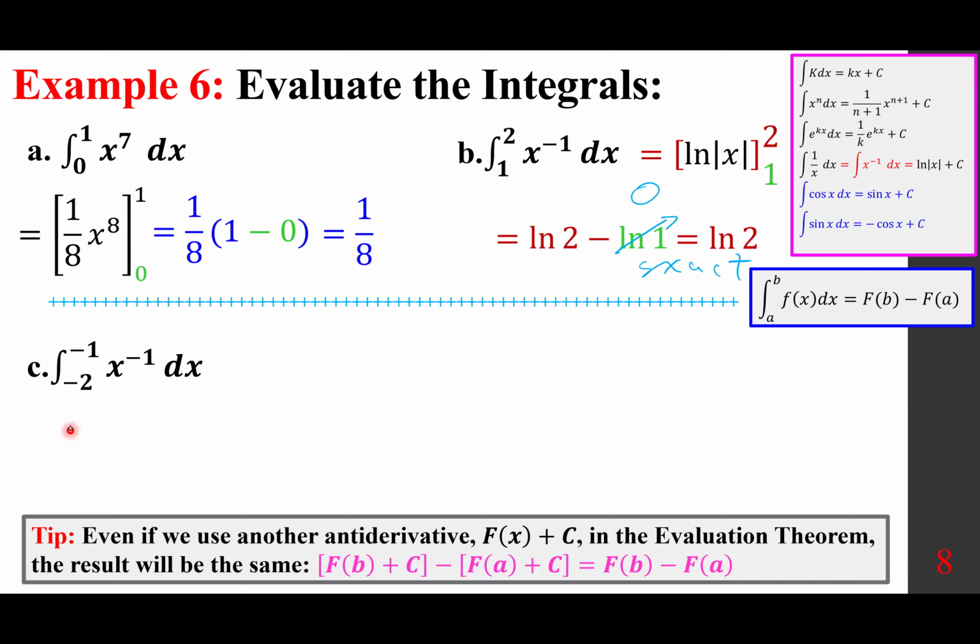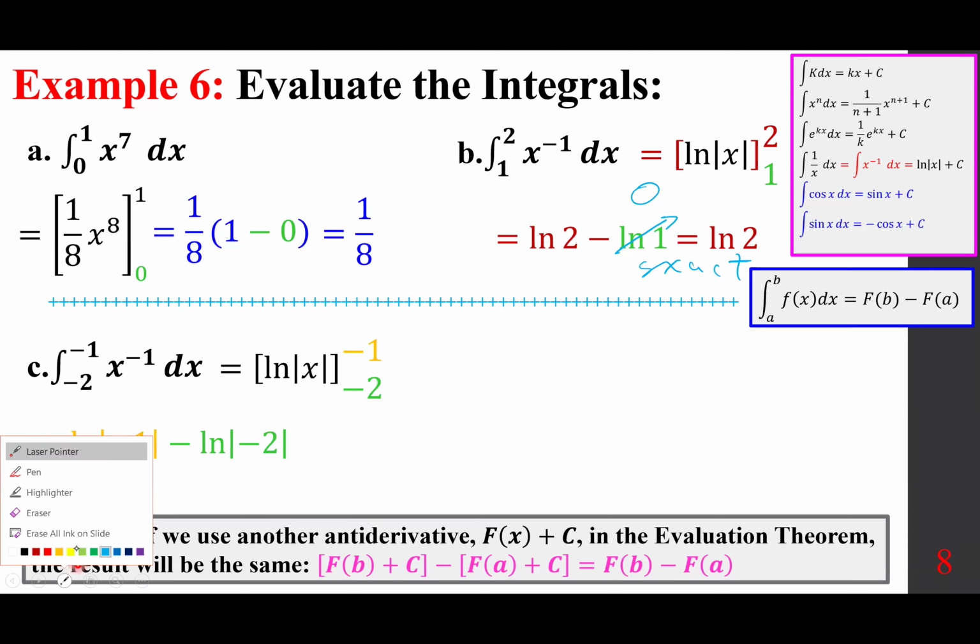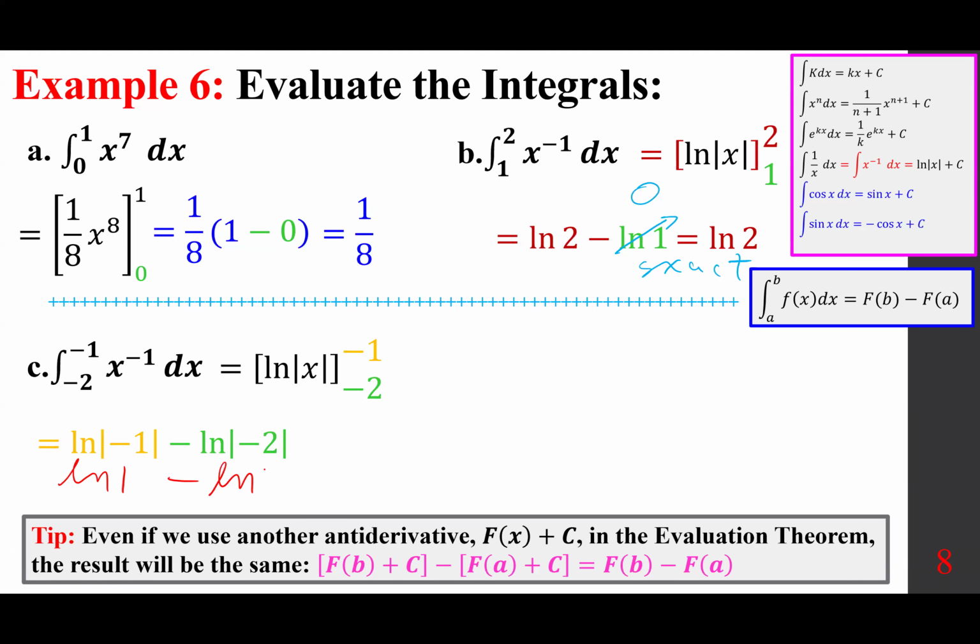Again, we are looking at the same question as B with different limits. However, when we plug in, we keep the absolute value. The reason is that the natural log of a negative number is undefined. You must keep it with the absolute value, which results in ln1 minus ln2. And the answer is precisely minus ln2.